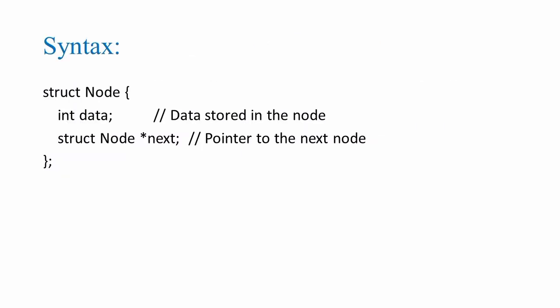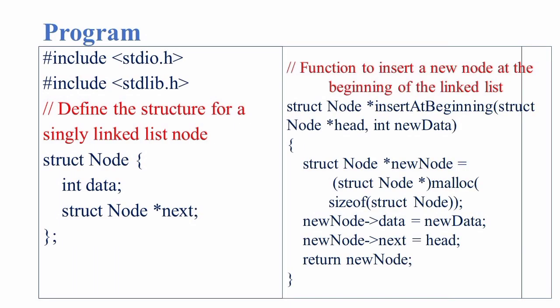Here is the basic structure of a singly linked list node. It starts with the keyword struct, then node. Then the members of the singly linked list node are int data and struct node asterisk next. Int data indicates the data stored in the node and the struct node asterisk next indicates the pointer to the next node. And then here is the example program for a singly linked list node.